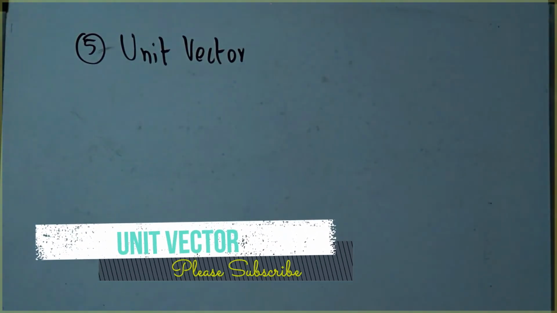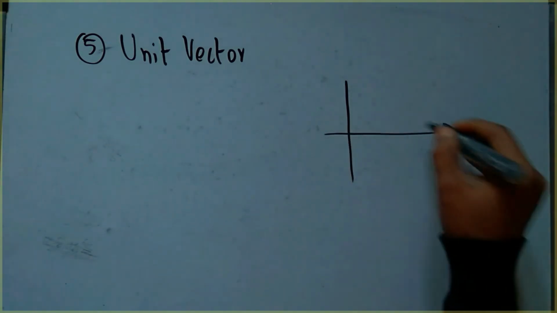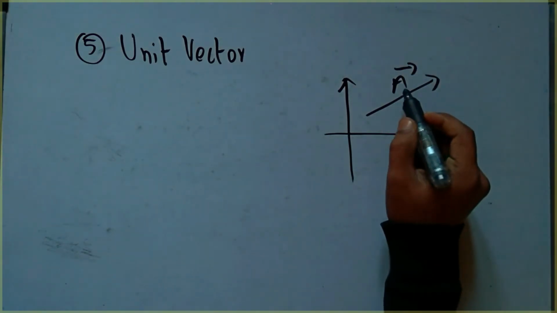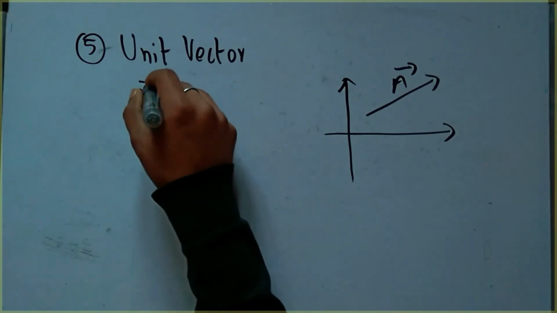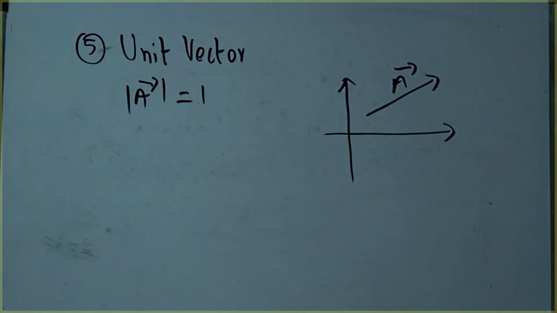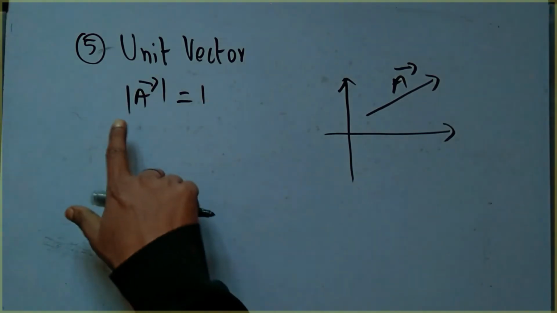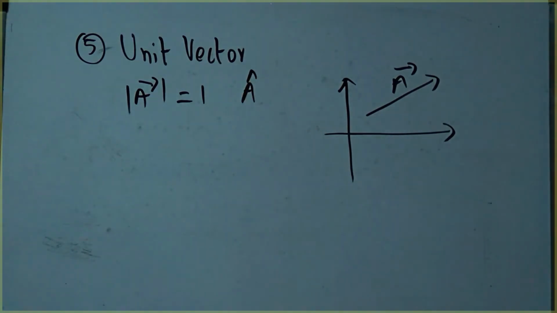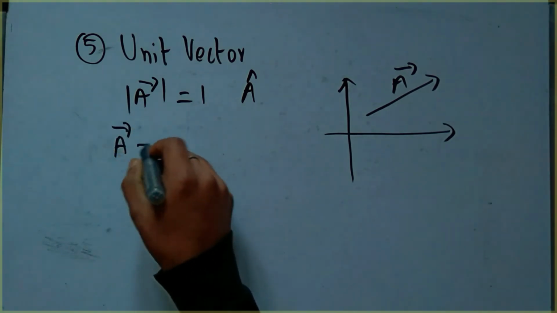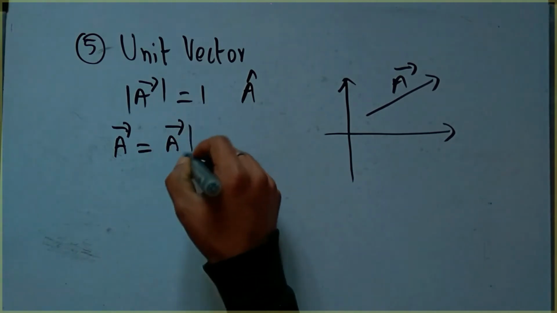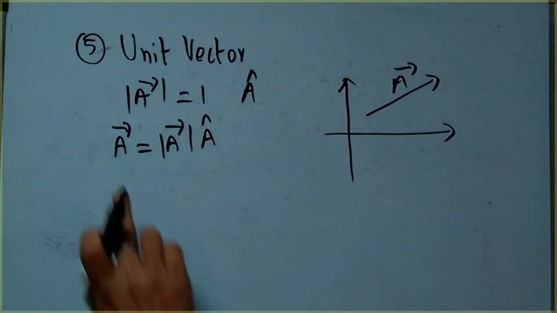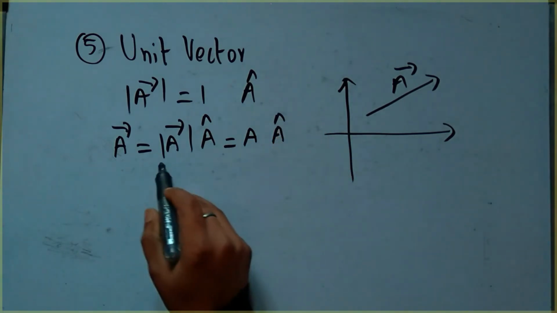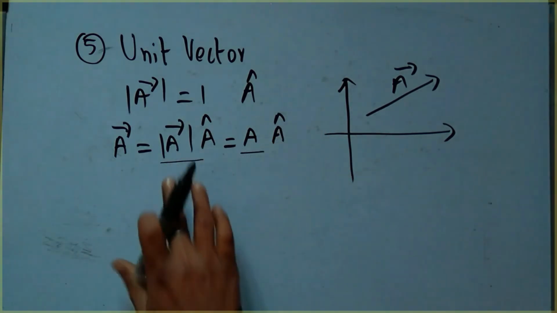What is a unit vector? Vector A is called a unit vector if its magnitude is equal to 1. So unit vectors have magnitude 1. They can be represented with a cap or a hat. In the same way, vector A can be written as magnitude of A and A cap if A is a unit vector, or it can be simply written as A cap, whereas this and this simply denote its magnitude.